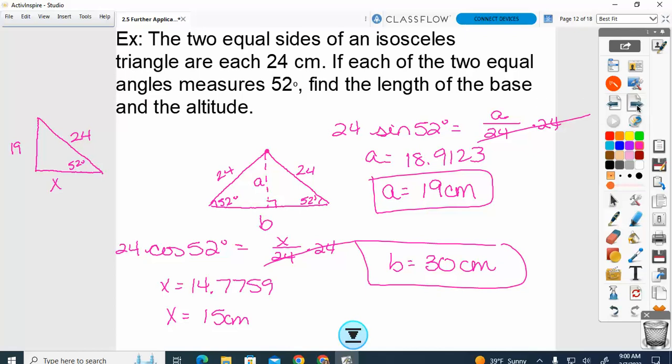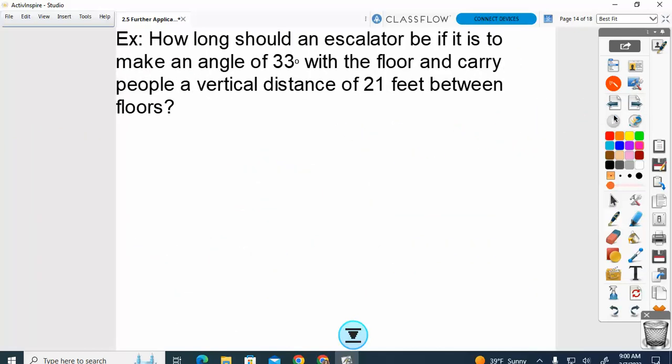Let's do, I'm going to skip this one. I want to go to this one, I think. How long should an escalator be if it's to make an angle of 33 degrees with the floor and carry people a vertical distance of 21 feet between floors? So what's an escalator? Basically a staircase. Yeah, like moving stairs, right?